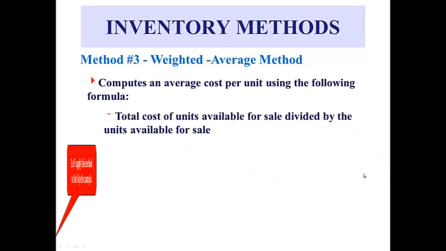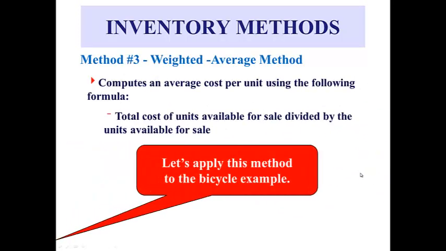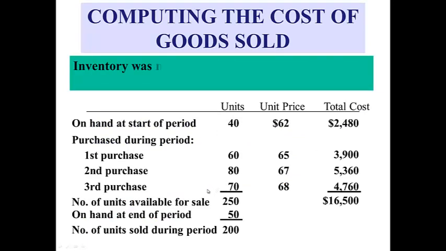The next method we'll look at is weighted average. Weighted average computes an average cost per unit using the following formula. We take the total cost of the units available for sale and divide them by the units available for sale. So let's apply that to our example.